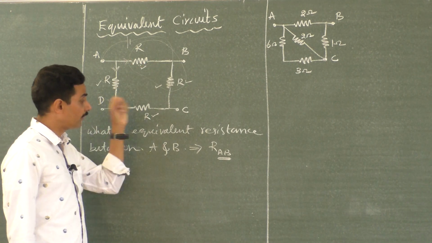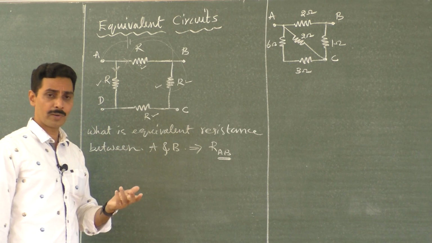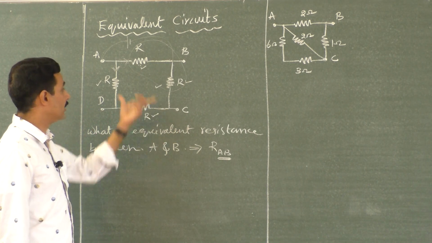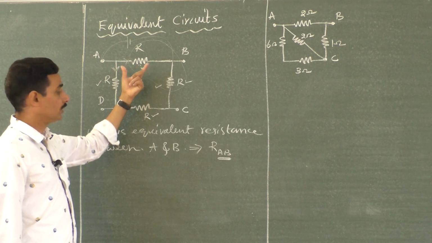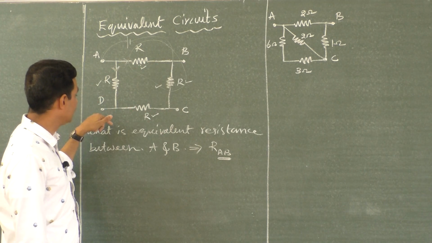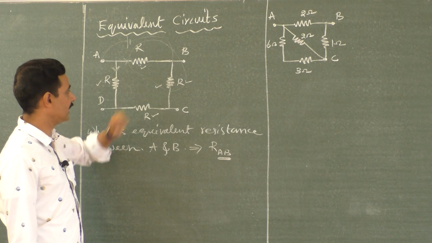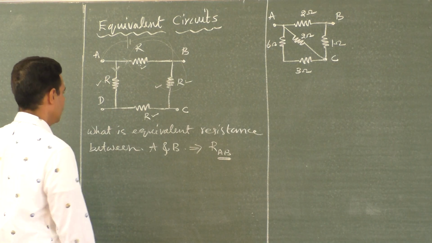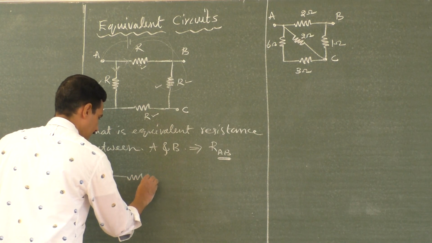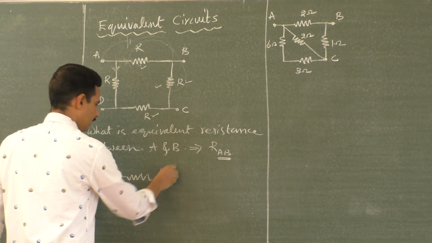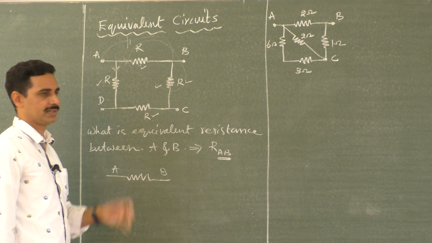Sir, if I lose D and C? Oh, no problem. No problem at all, because you are going to connect the battery across A and B, not across A and C or A and D. So what is the resistance between A and B? I have to retain A and B at any cost. Am I right? A and B shouldn't be lost at any cost.